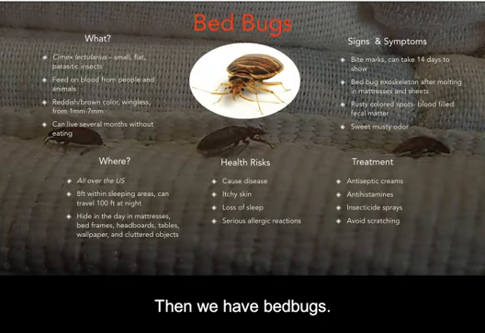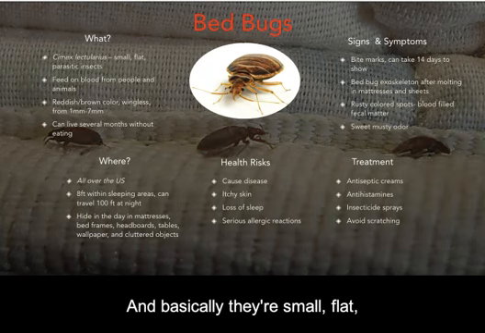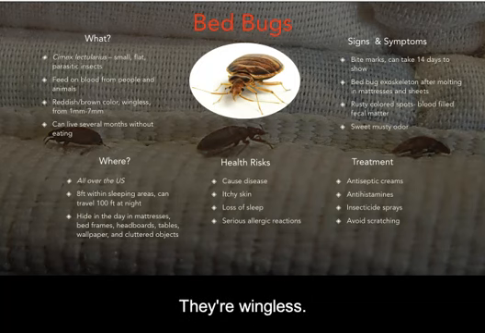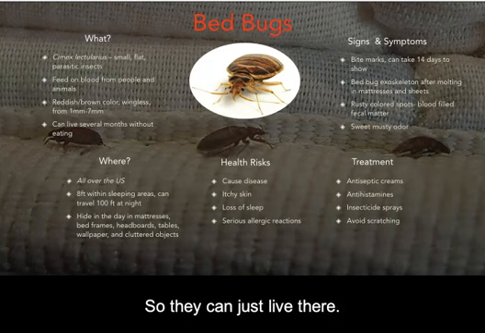Then we have bed bugs. Yes, these are bed bugs. Basically, they're small, flat, parasitic insects. They feed on the blood from people and animals. They're reddish brown in color. They're wingless. They're about 1 to 7 millimeters big. They can live several months without eating. So they can just live there.